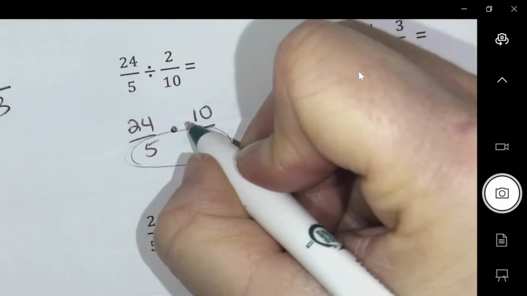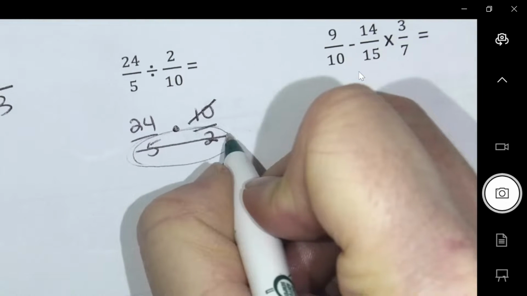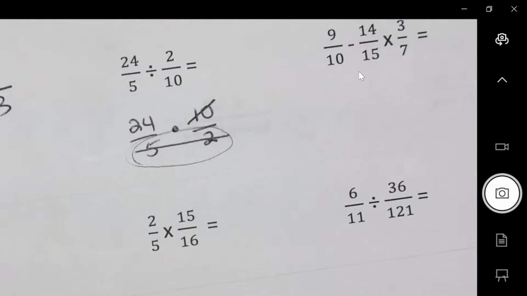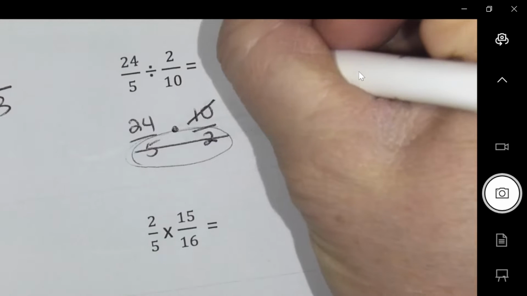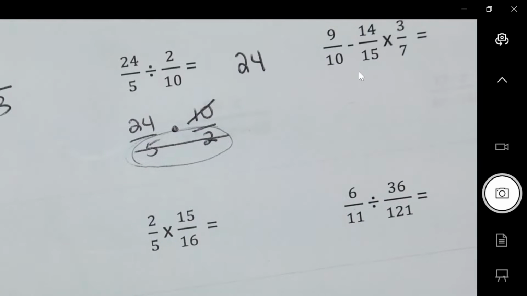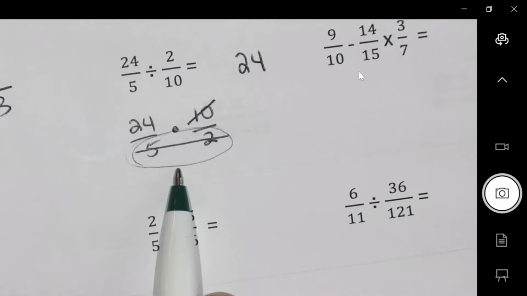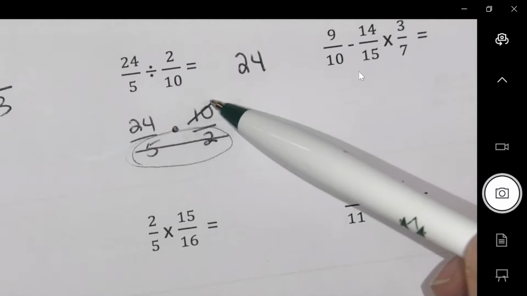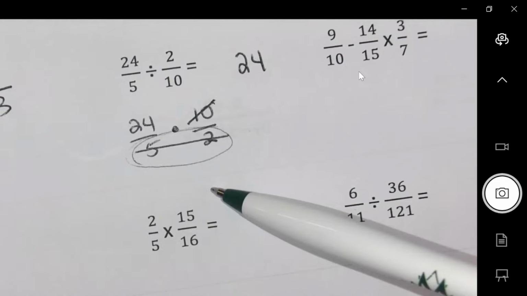I'm going to go 10 divided by 10 would all cross off. So this answer would be 24. Do you see what I did there? No. So I did 5 times 2, I knew was 10. And if there was a 10 on the top, having a divide by a 10 on the bottom would cancel off.